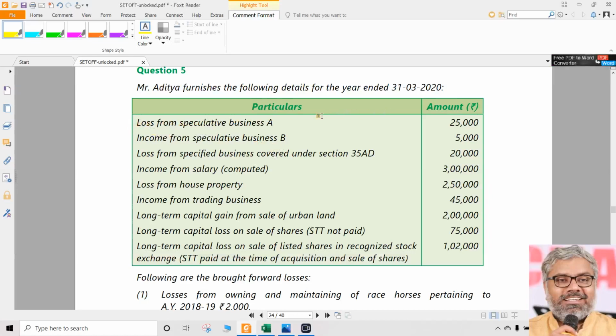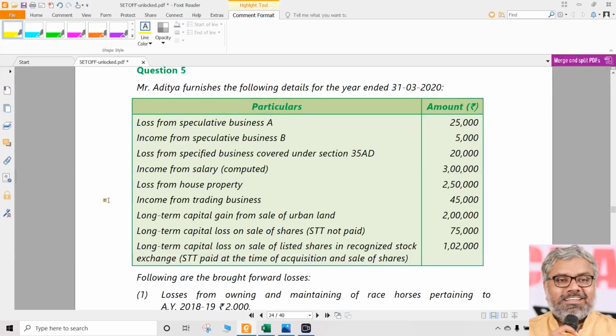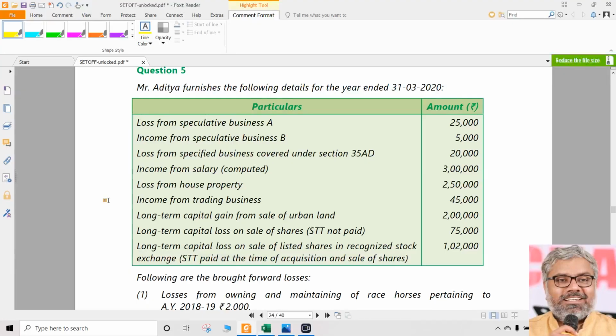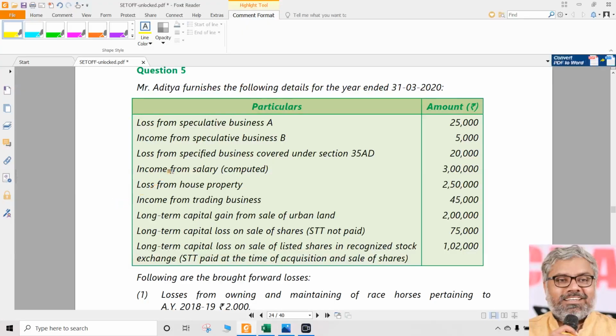Loss from speculative business, we don't care now. Income from speculative business B is 5,000. So of course it will be under the PGBP. Let us call that a profit from speculative business, and let us put it in the inner column. Amount is 5,000 rupees. Losses we will come back to later. Loss again, no need now.